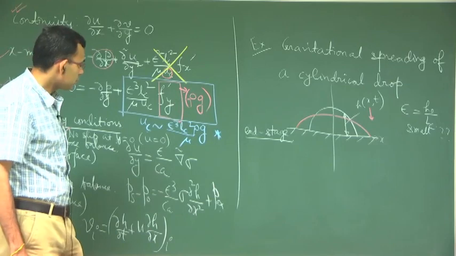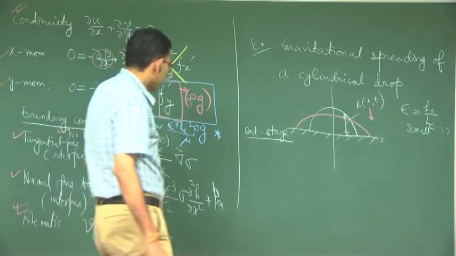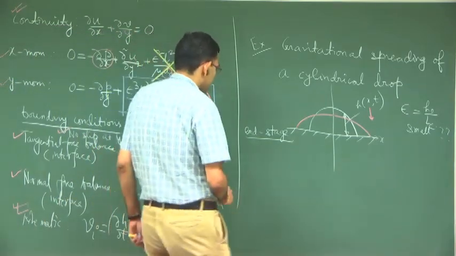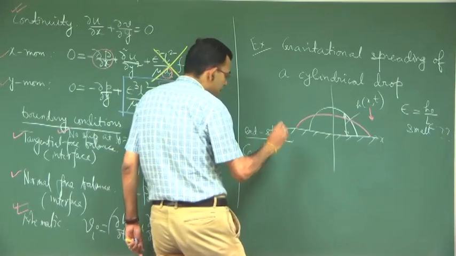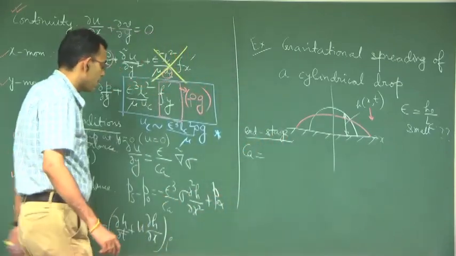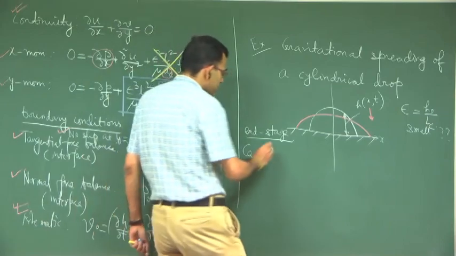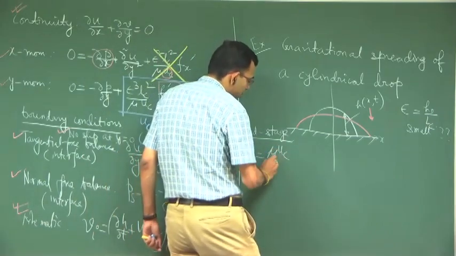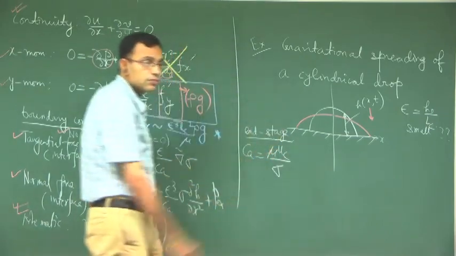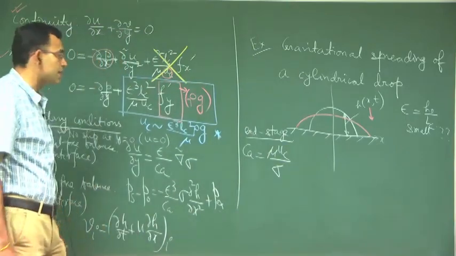Now based on this velocity scale, you can estimate the capillary number. Capillary number, viscous force by surface tension force, mu uc by sigma.